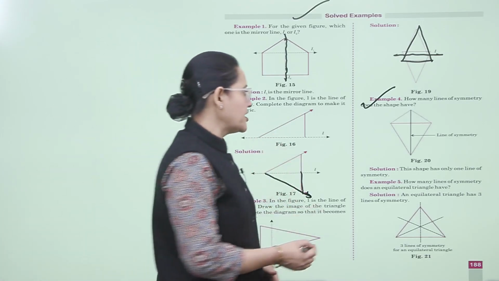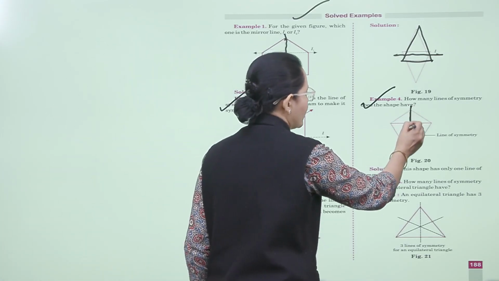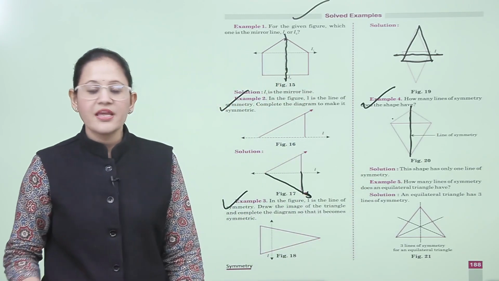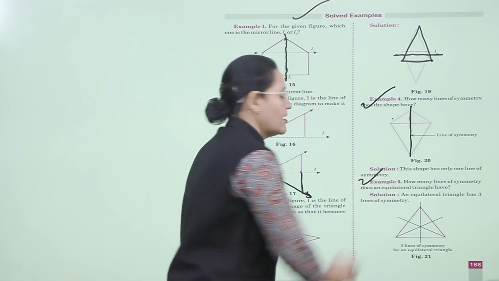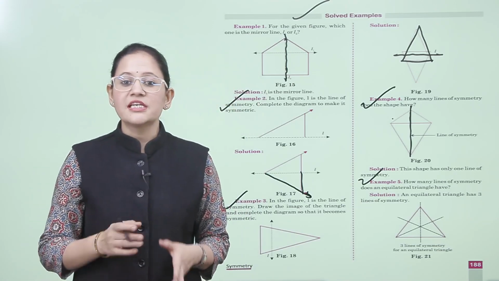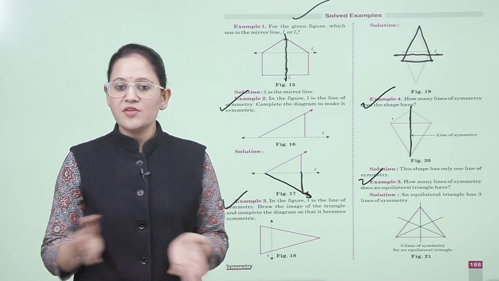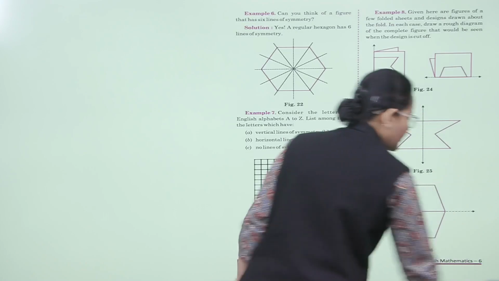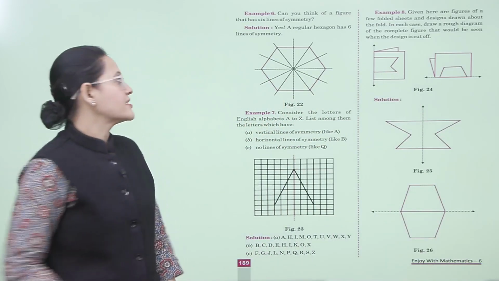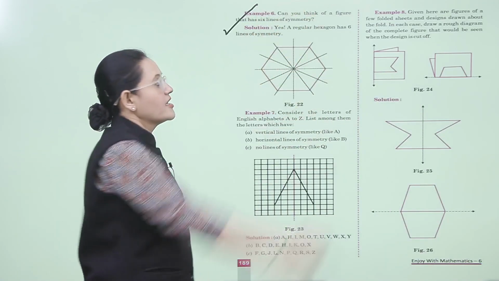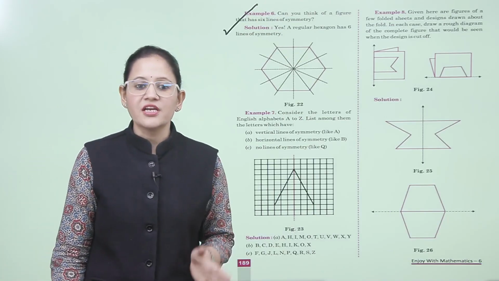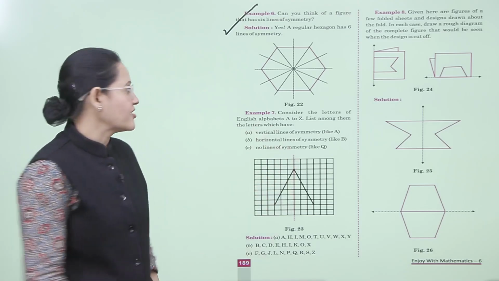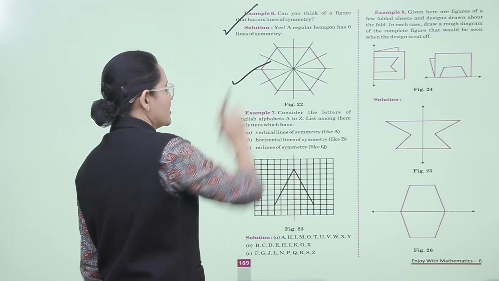Next example, how many lines of symmetry does this shape have? So this is a kite shape. It has only 1 line of symmetry because adjacent sides are equal. Clear? Next, how many lines of symmetry does the equilateral triangle have? An equilateral triangle has 3 lines of symmetry, that we have discussed earlier also. Next is example 6. Can you think of a figure that has 6 lines of symmetry? Yes, a regular hexagon has 6 lines of symmetry, like this you can see.